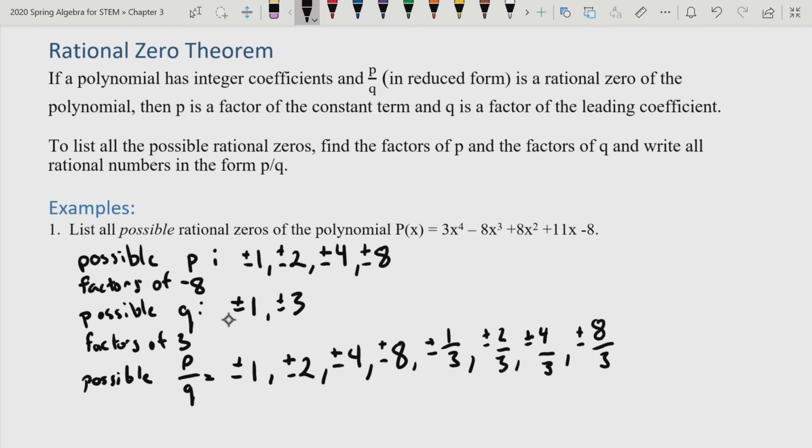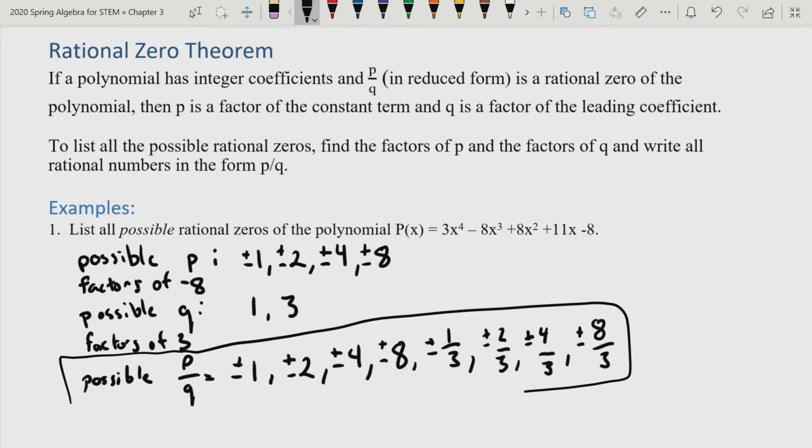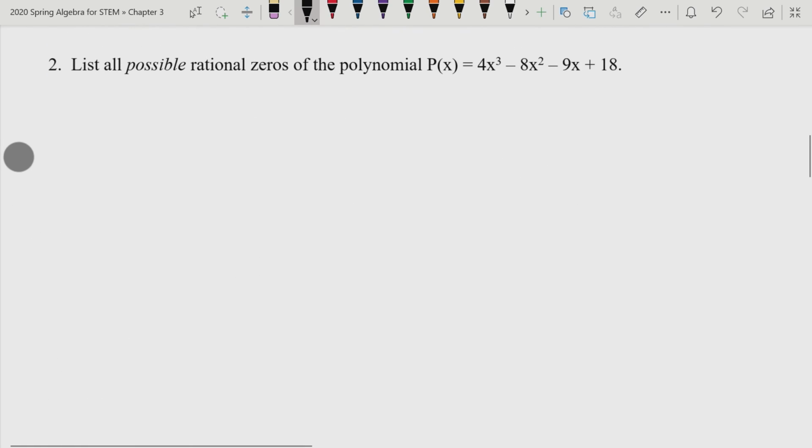If you notice, since you always have a plus or minus on the top and the bottom, you only really need one. So we can just take plus or minus 1 and divide it by positive 1, and plus or minus 2 and divide it by 3, and get the same list. This is an exhaustive list of the possible rational zeros of p of x. How about you guys list all the possible rational zeros of this polynomial?